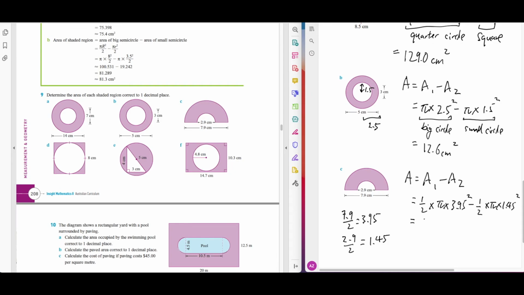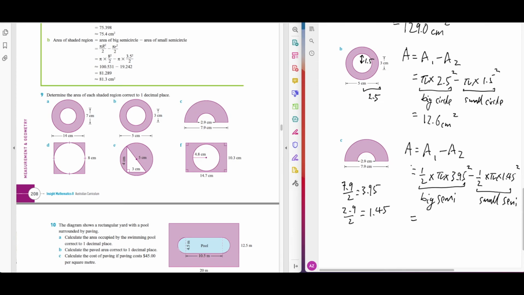Remember, this is the area of the big semicircle, and this is the area of the small semicircle, right? So just to make it clear, the area of the big semicircle is this whole thing. The area of the small semicircle is this area. Okay, so you just have to do big take away small and you get the answer.